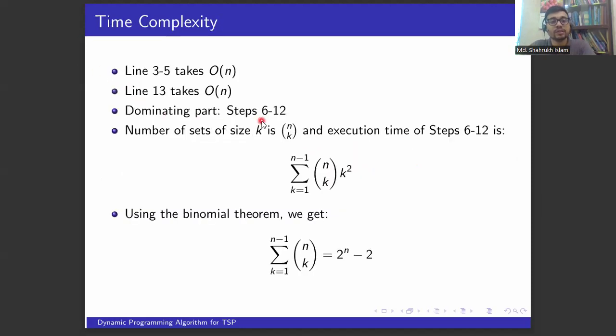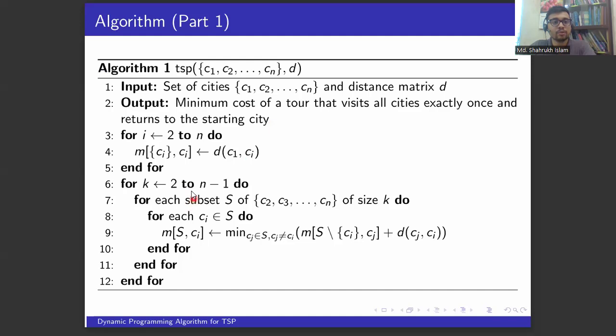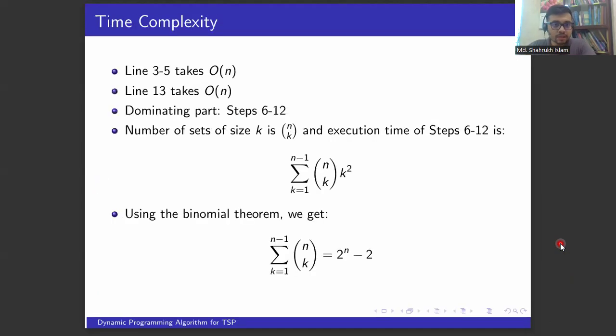And the dominating part is actually step 6 to 12. Look at here, 6 to 12 is this. We are creating k size subsets and solving our smaller problem. And gradually the value of k is increasing. We are solving the larger subproblem then. So the number of sets of size k is nCk. This is combination, right? Because we have n cities, we have to choose k cities, and we can choose k cities in nCk ways.